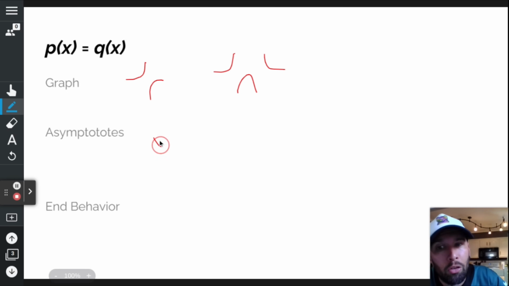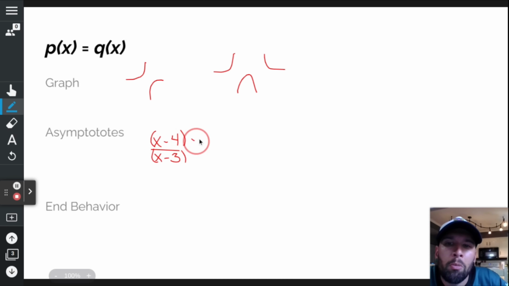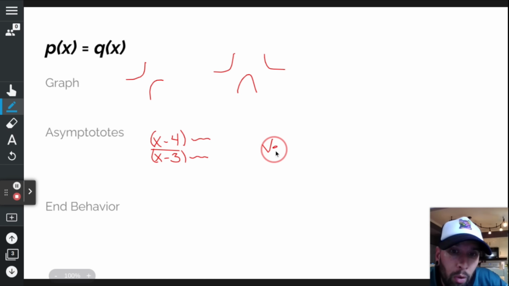So if I give you just a regular guy like (x - 4)/(x - 3), and that's wrapped in parentheses and you have a bunch of parentheses over here and a bunch of parentheses over here, as long as you have the degree on the top being the same as the degree on the bottom, even if that's not the case, the vertical asymptotes are going to be whatever makes the bottom 0. So in a case like this, x = 3 is going to be a vertical asymptote.